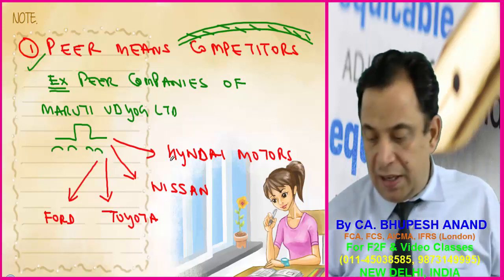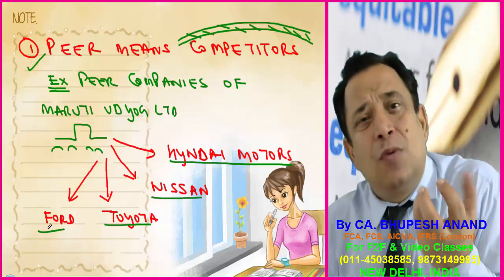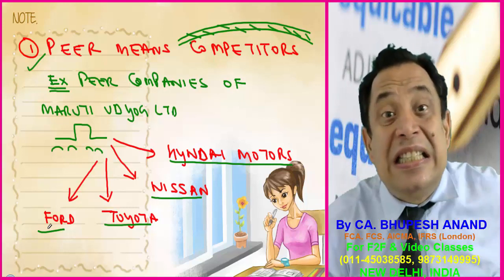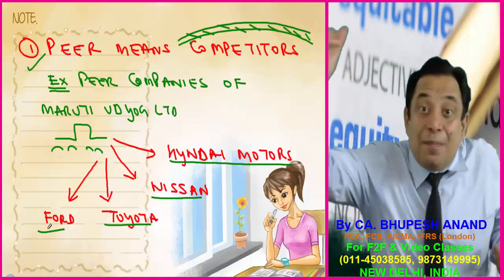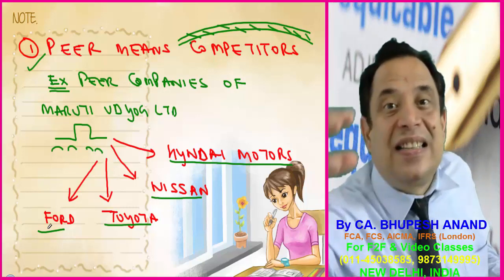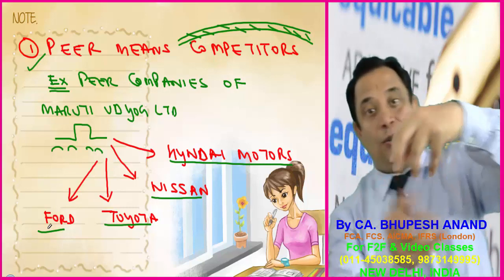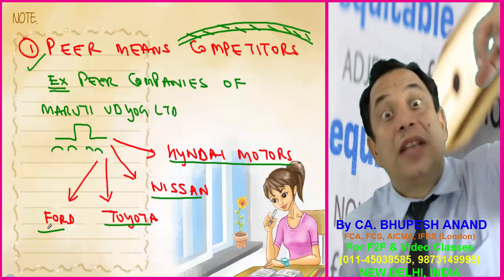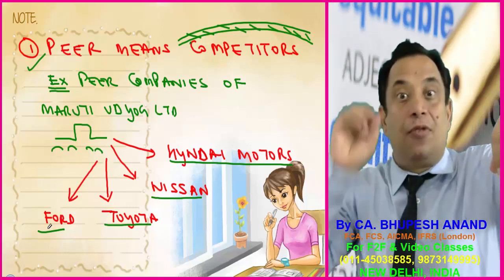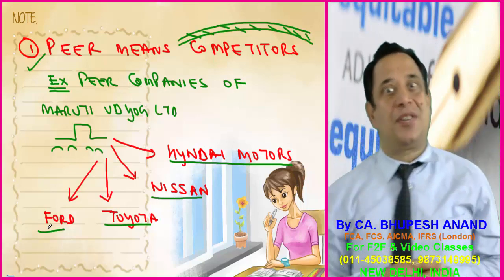I have written this. Peer means competitors, and peers can easily be found out from the annual report also, because in the annual report there is a management discussion section, and within that section the directors and the chief executive have analyzed how they have performed as compared to their competitors.